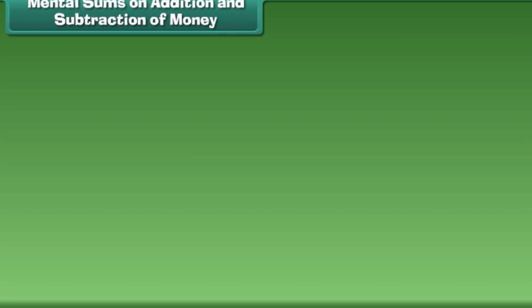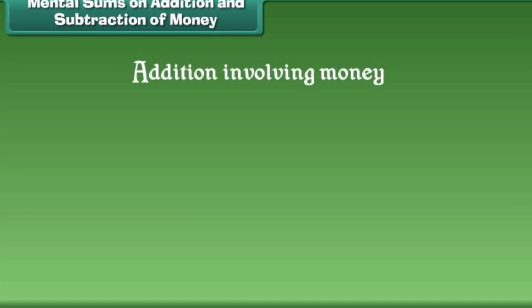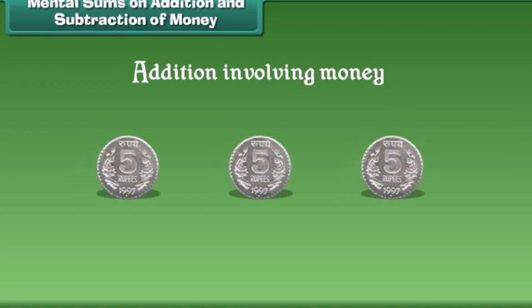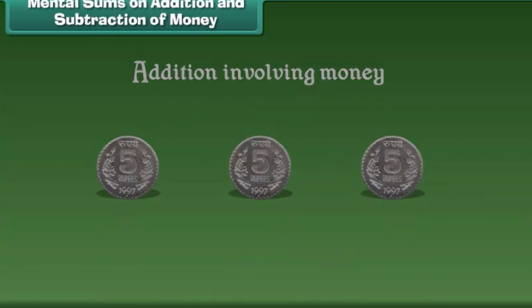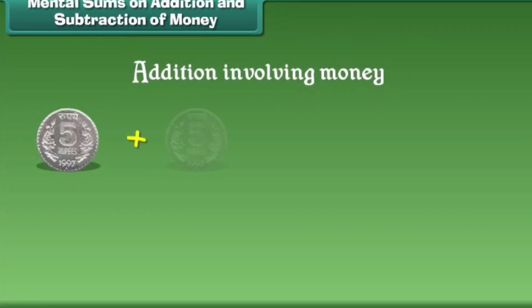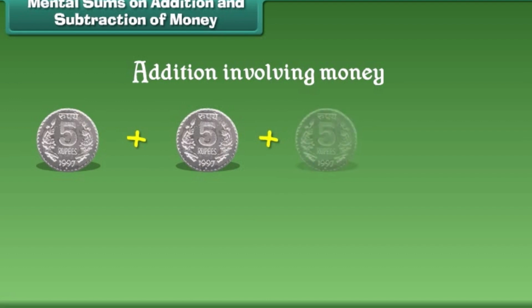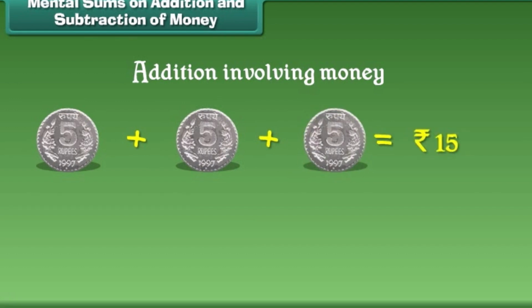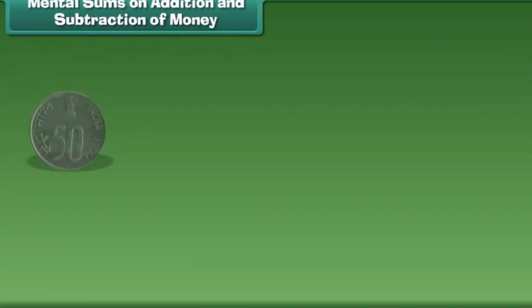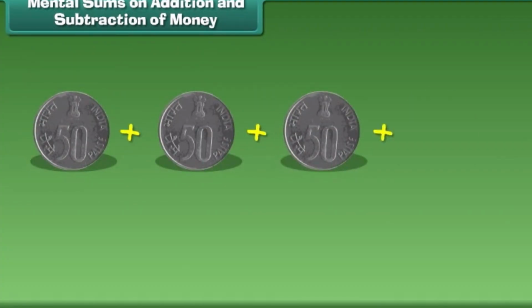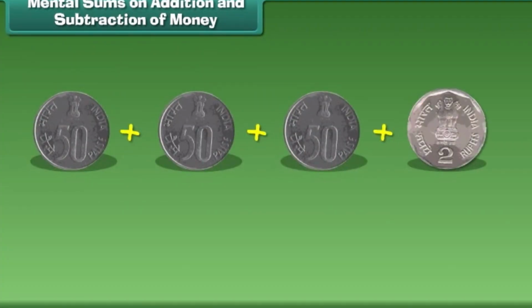Now let us learn about addition involving money. If I have 3 5 rupees coins, can you tell me the total rupees I have? Add 5 plus 5 plus 5, which is equal to 15 rupees. Now I have 3 50 paise coins and a 2 rupee coin, which is equal to 3 rupees 50 paise.